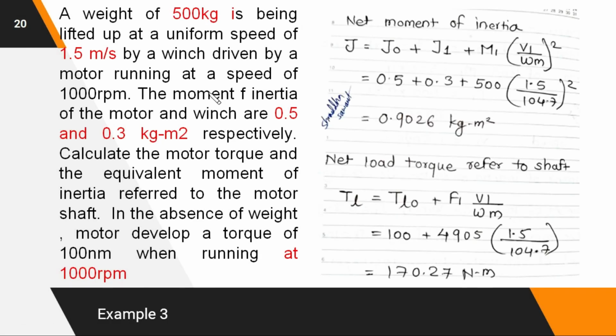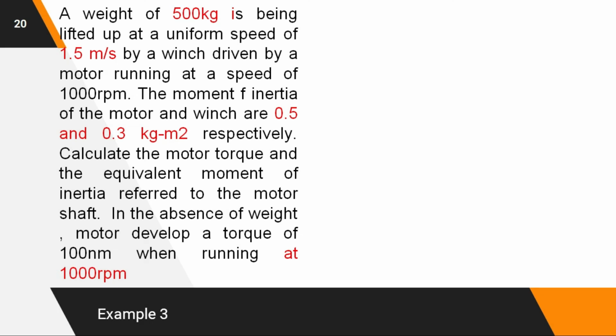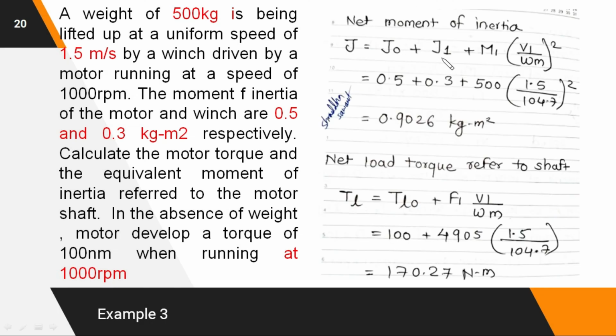Okay. So again, for the net moment of inertia, there is one load connected. J0 is related to the motor moment of inertia, and J1 is related to the winch. In this numerical it is separately given, that's why we have to write an equation which has the J1 term also, plus a term because of the mass which is connected and has moment of inertia. J is like this. Just put the values, and you will get J as 0.9026 kg meter square.